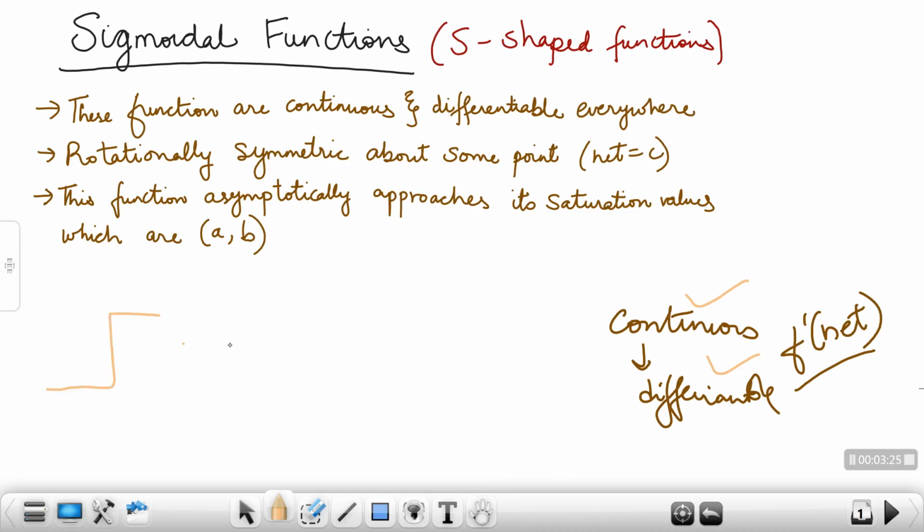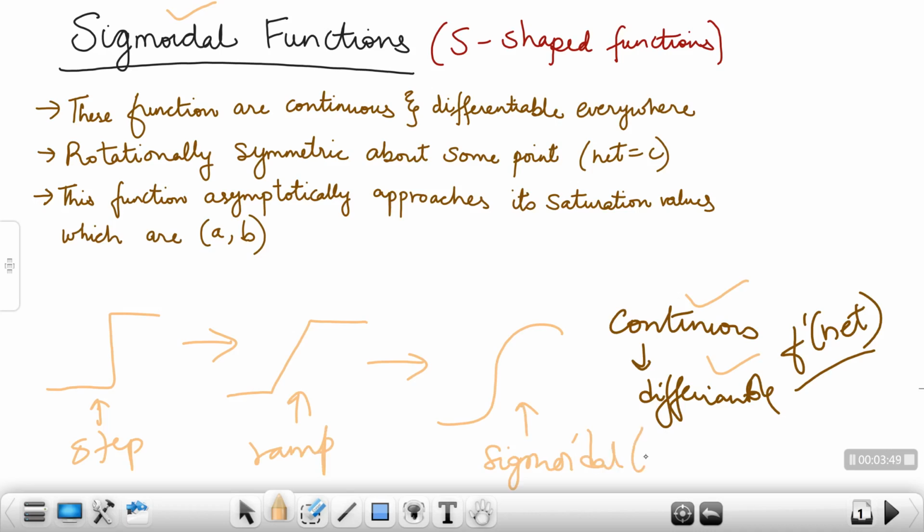So we went on from this to something like this, and finally we are coming to something like this, and this is the sigmoidal function, or S-shaped function. This is a step function, this is a ramp function, and what we will look at now is the sigmoidal function. Because the shape is that of the alphabet S, it is called an S-shaped function.